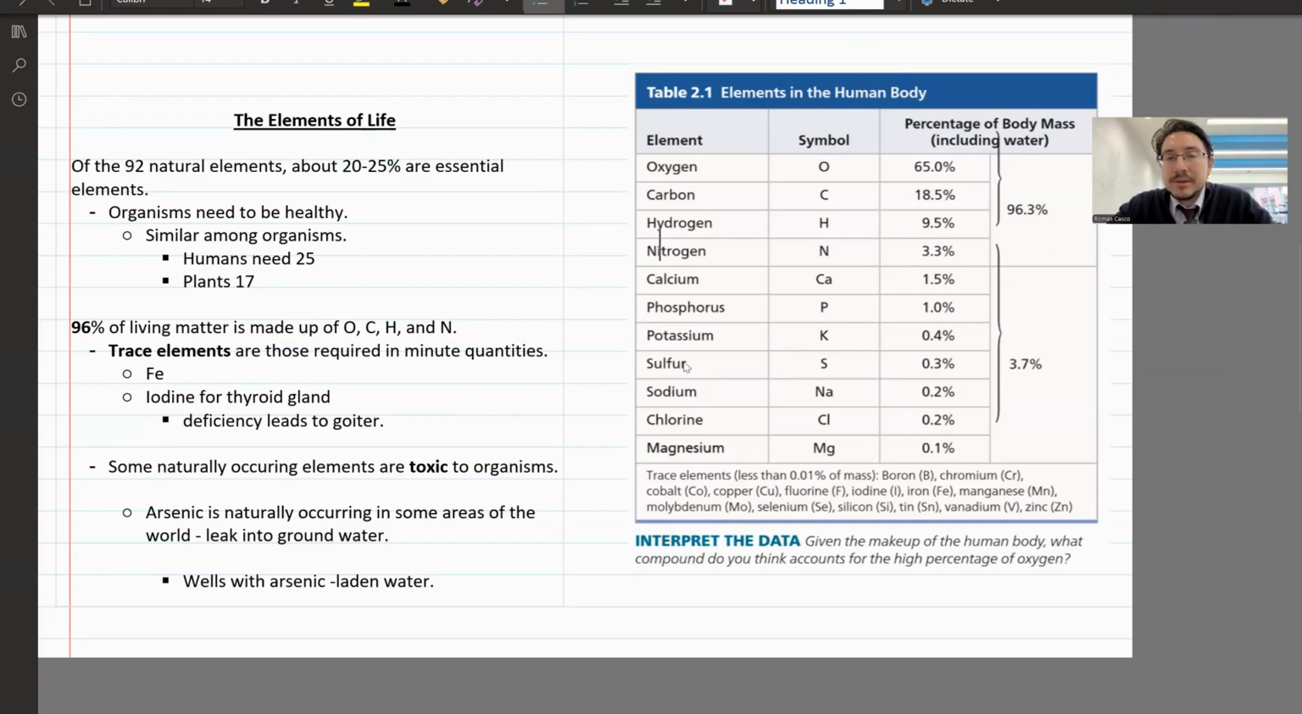We also have these other trace elements, okay? Calcium, phosphorus, potassium, sulfur, sodium. It's good to be familiar with these. We will see them in great detail in terms of their importance throughout the chapters. Okay, sodium, potassium used for sodium potassium pumps for electrical impulses, right, and so forth.